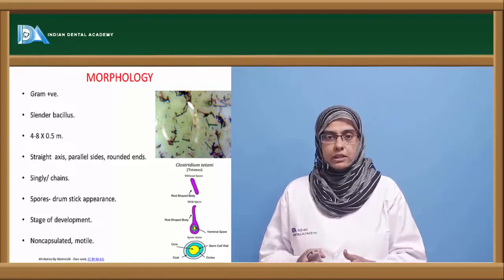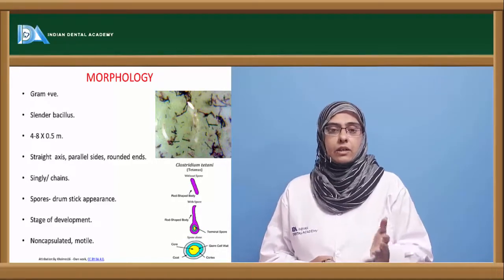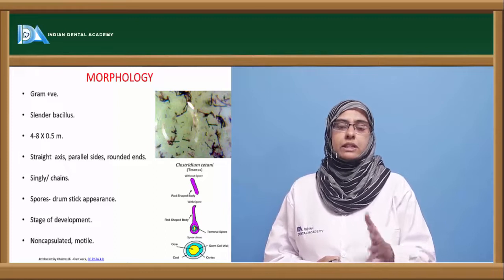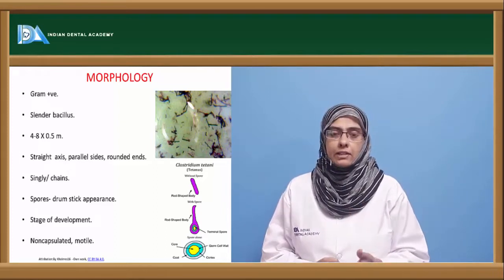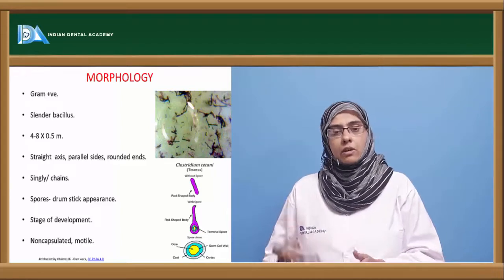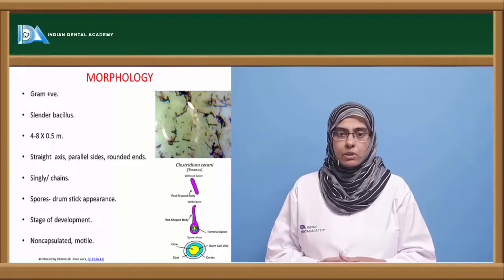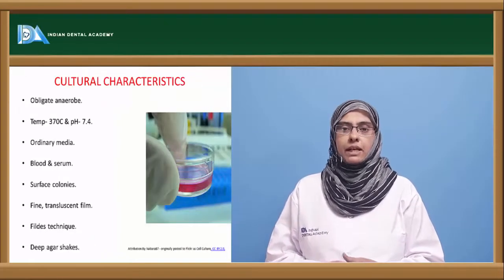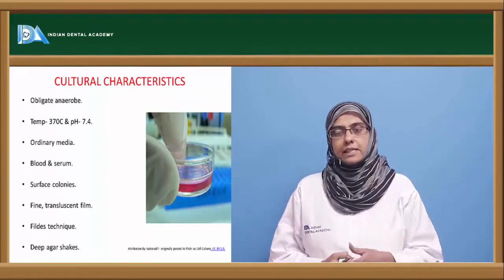The spores that are present depend upon the age of the organism, that is, whether it is a young actively growing culture or an old dormant culture. In the young actively growing culture, the spores are usually oval, whereas in old dormant cells they are usually spherical. This organism is non-capsulated and motile by peritrichous flagella, and hence can be seen as a swarming motion in the culture media.